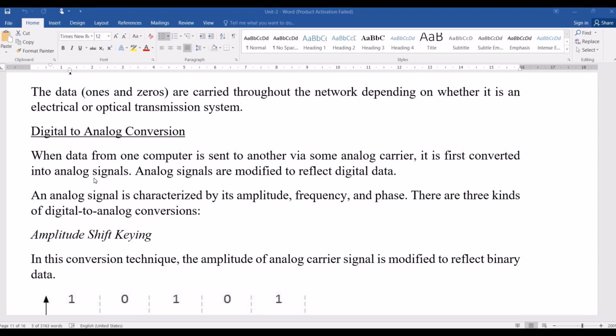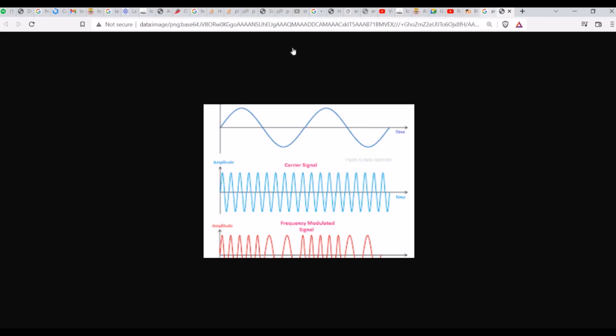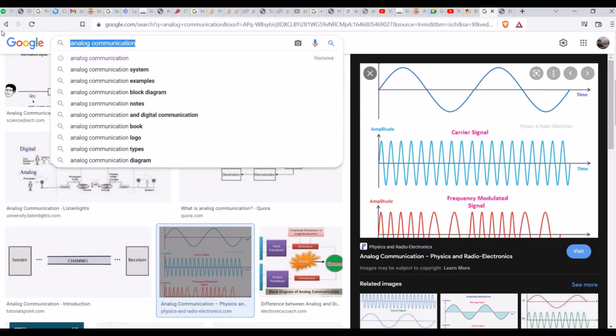An analog signal is characterized by its amplitude, frequency, and phase. So these things are important in this communication. Sorry, analog to digital conversion.